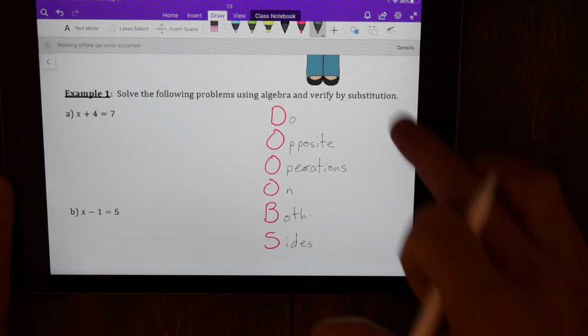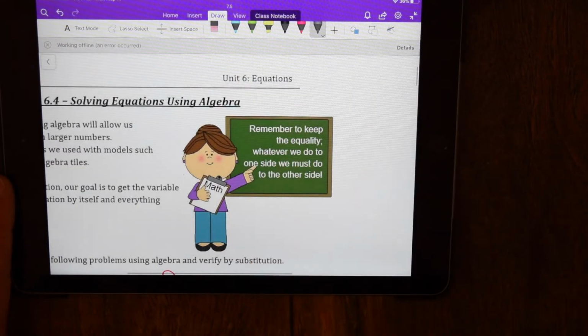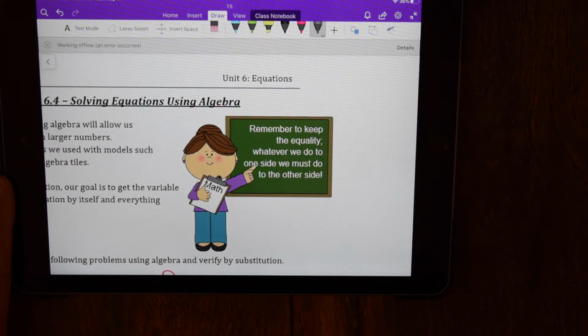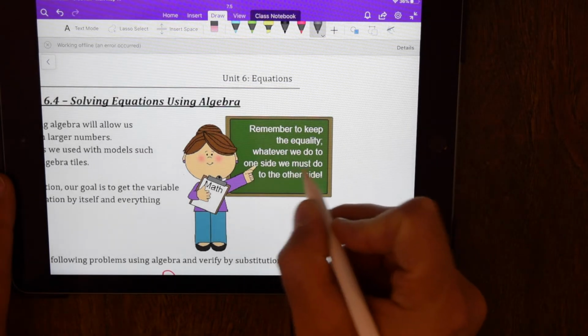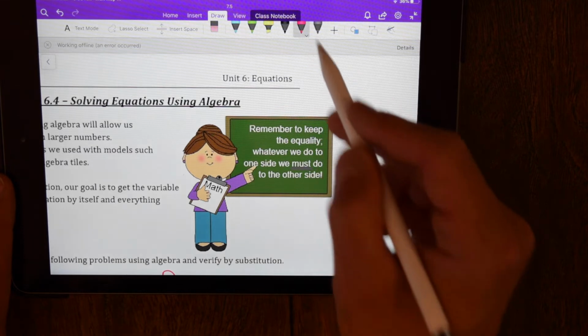Very important to remember. It also says something similar up here. Remember to keep the equality. Whatever we do to one side, we must do to the other side. That is a key word right there. Must do to the other side.